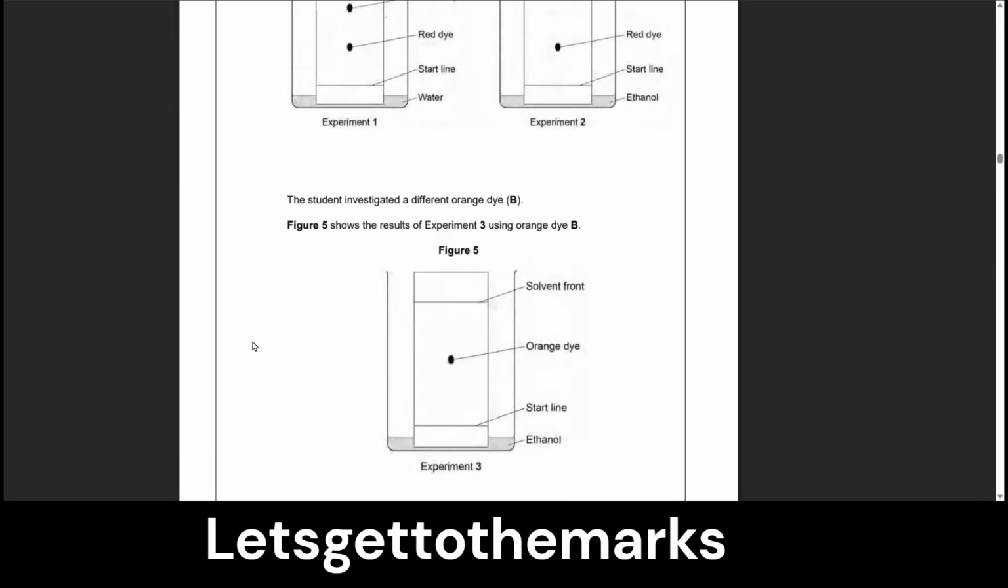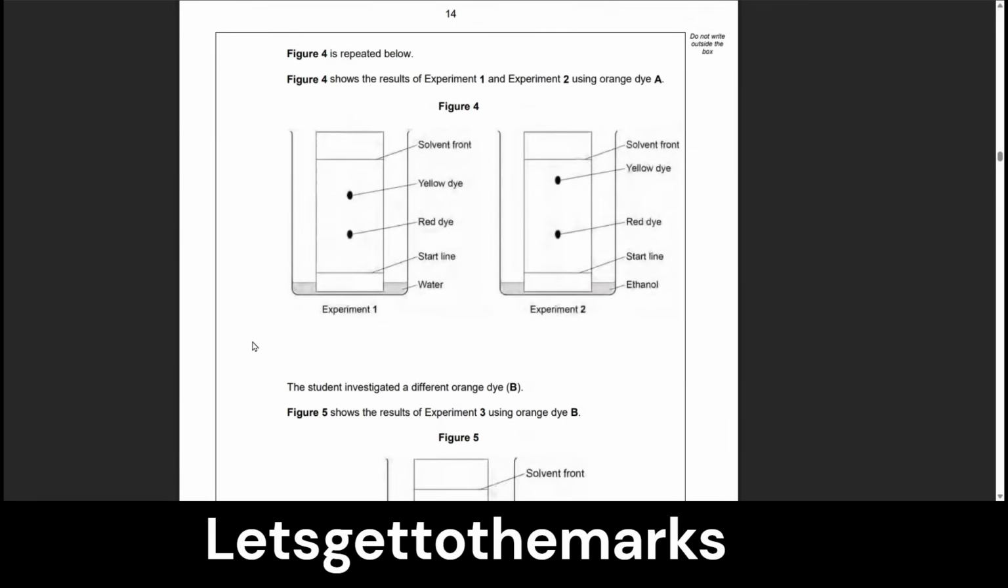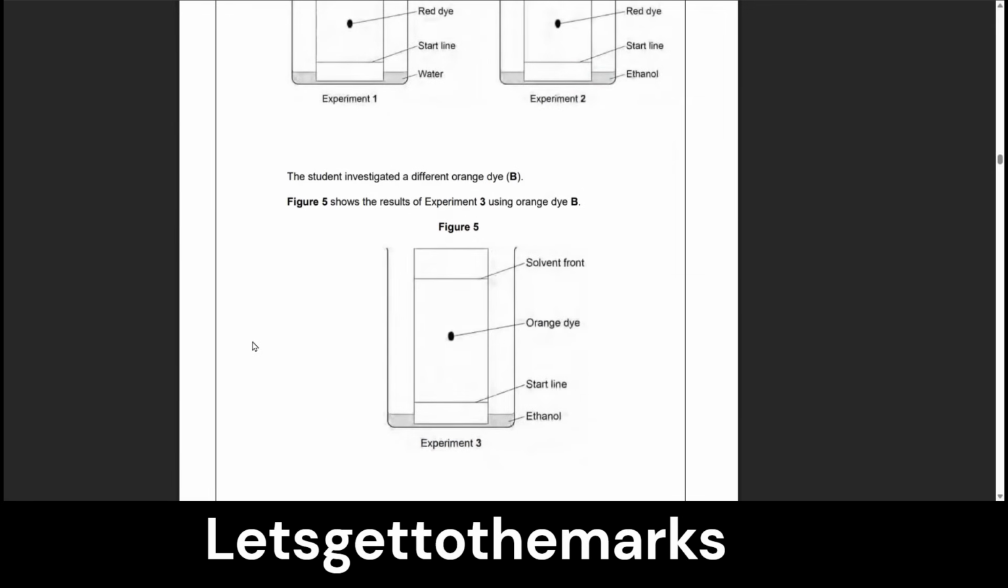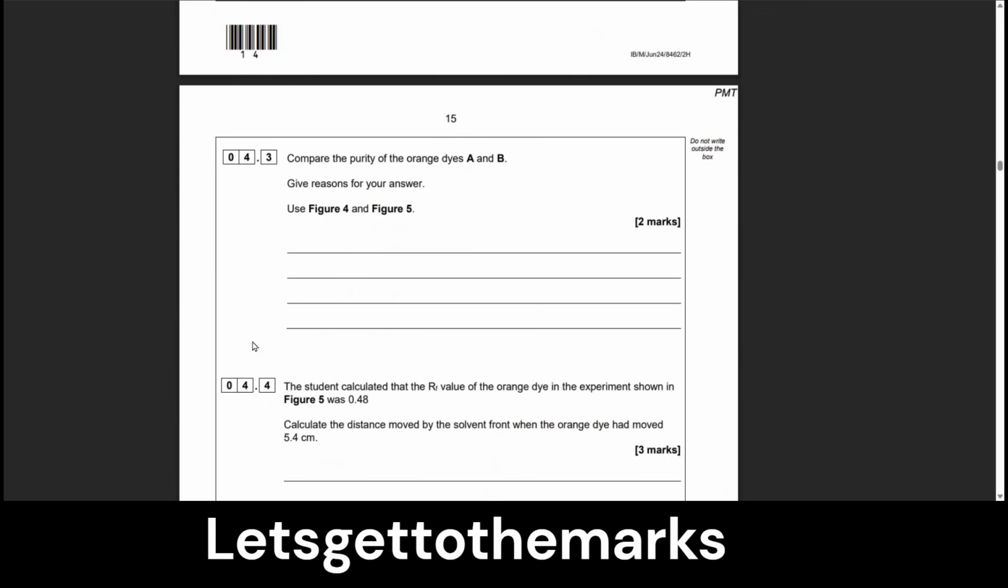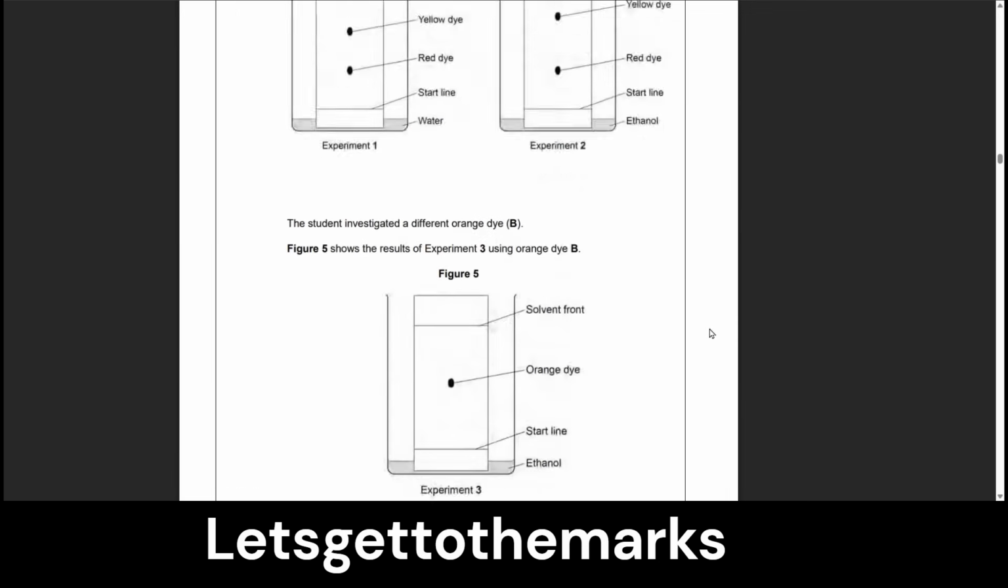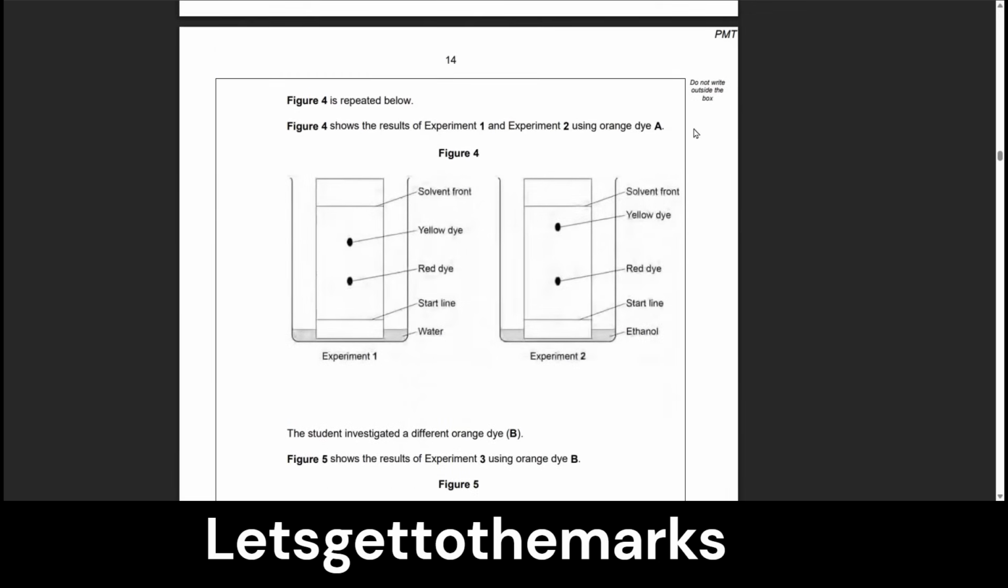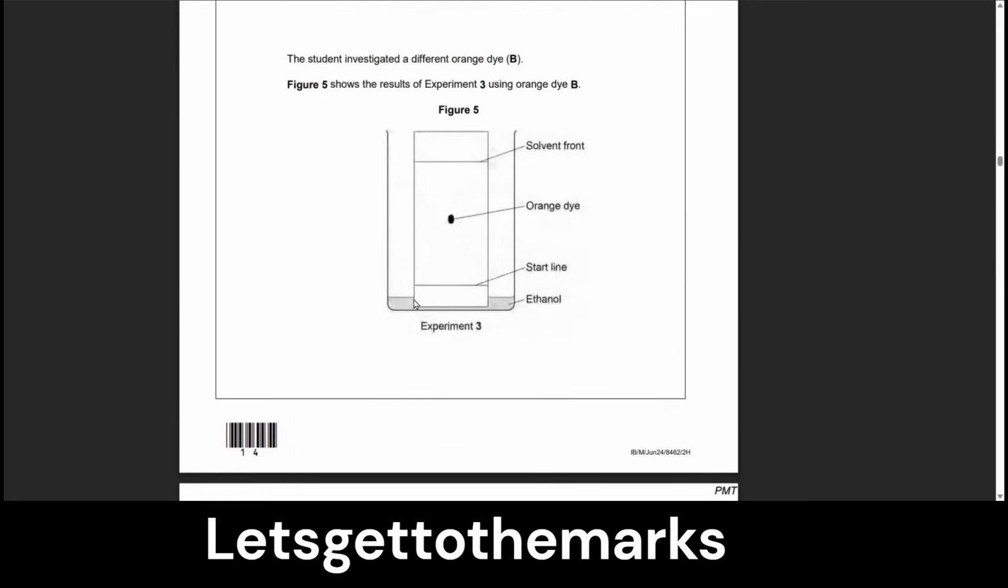Right. Okay. Hopefully I wasn't talking about A and B in the previous thing. But anyway, so what we want to say is, let me just talk you through it. If you have a look, orange dye A was made of two different things because it's split into yellow and red dye. So it's not as pure as orange dye B. Orange dye B appears to only be made of one color, but we can't 100% be sure about that because we haven't tried it in water.